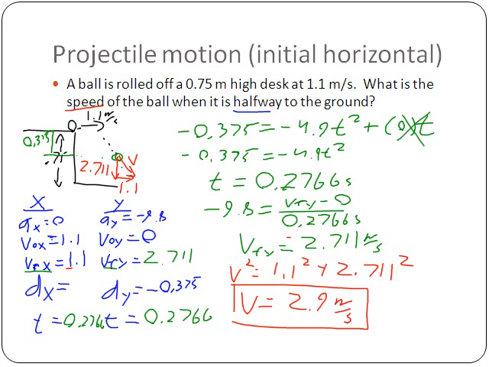So this is basically how you do a case of projectile motion where it has an initial direction, the horizontal. And so we're going to go ahead and end this video for right now. The next video, part B, will deal with projectile motion when the initial conditions are not horizontal, they are vertical.